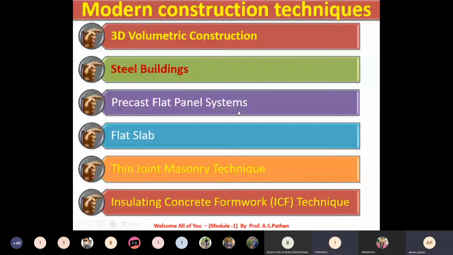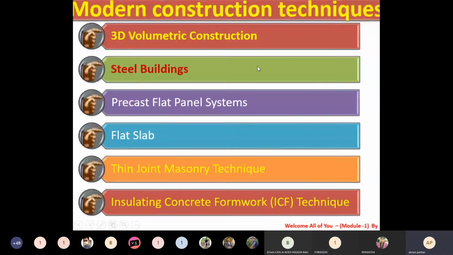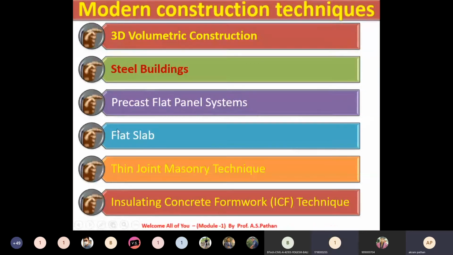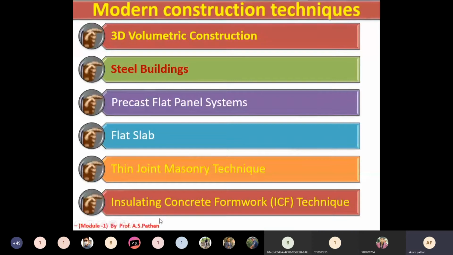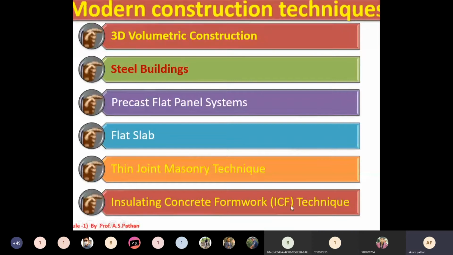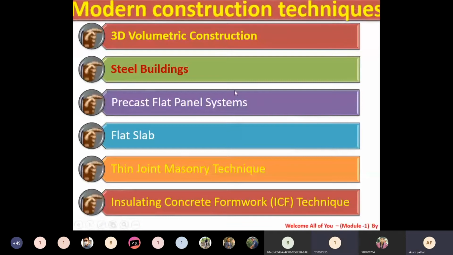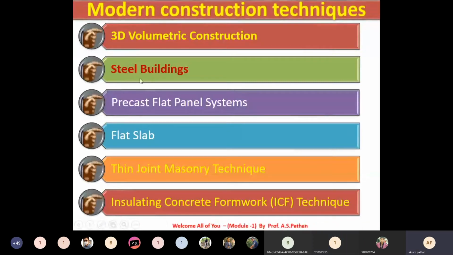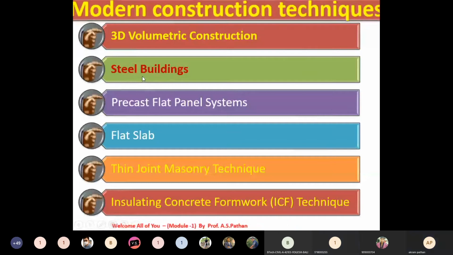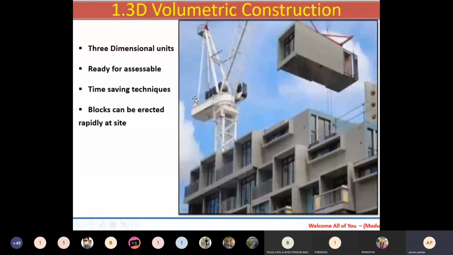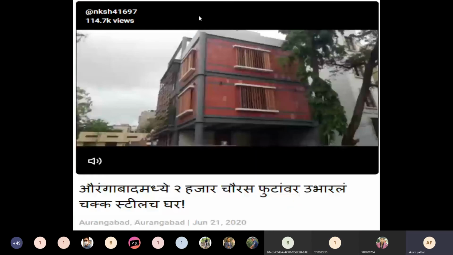Modern construction technology: 3D volumetric steel building, then precast flat slab panels, then flat slab, then thin joint masonry technique, then insulating concrete form, ICF, techniques. Apart from these, so many construction techniques are there. So as far as these steel buildings are concerned, in the last lectures we were saying this.